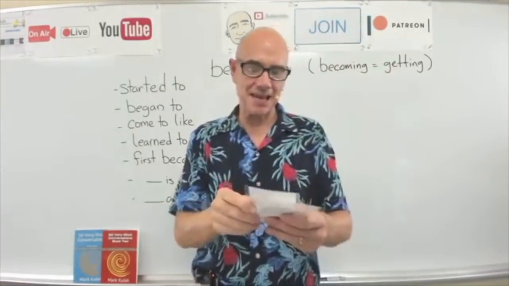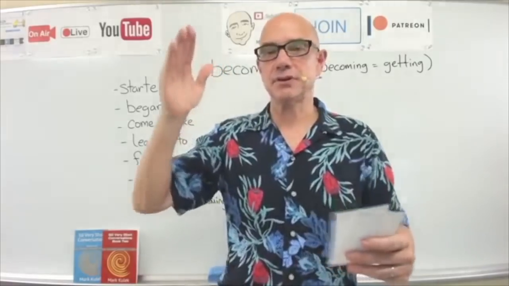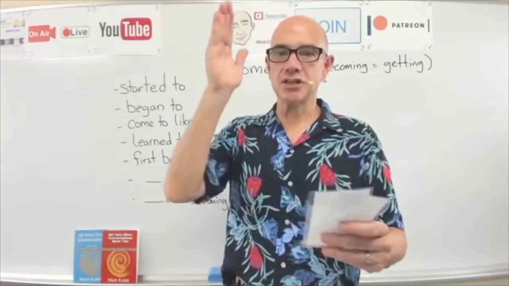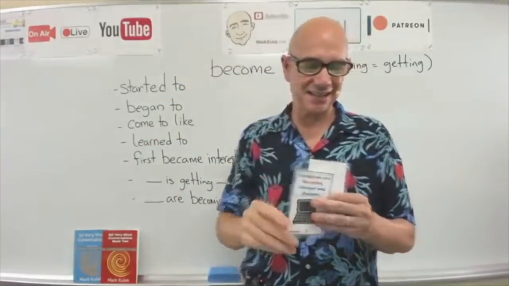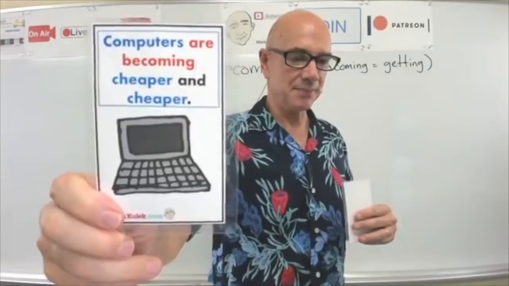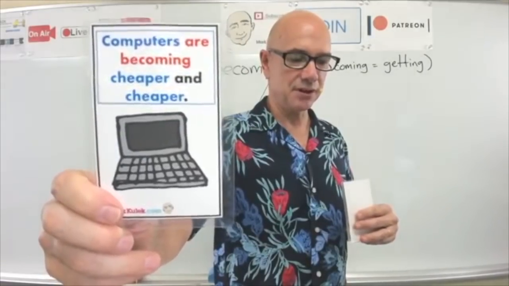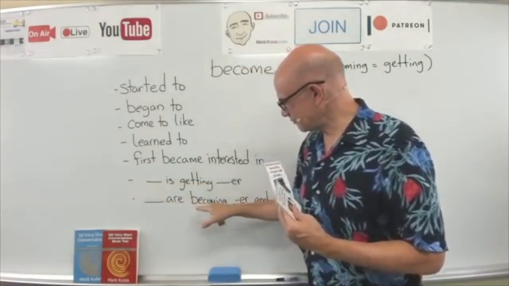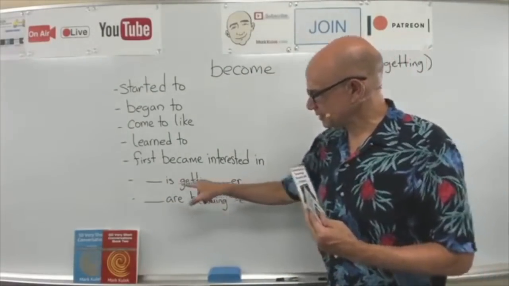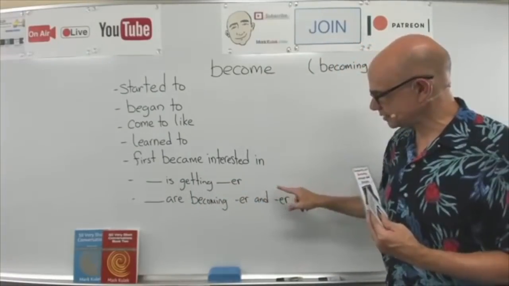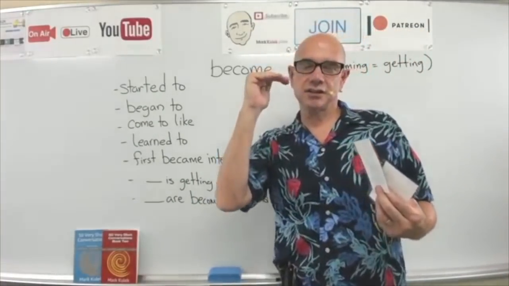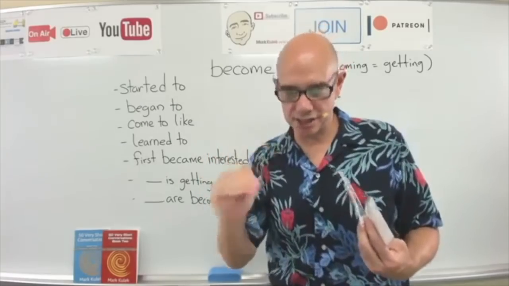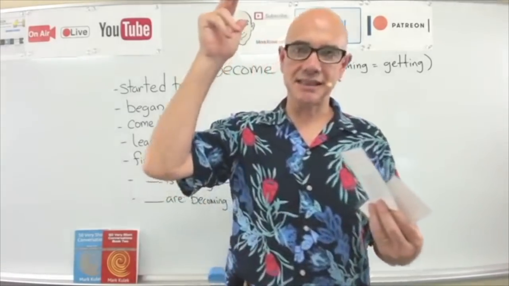Okay, here we go. Card number 7. Computers are becoming cheaper and cheaper. Okay, yes. Yes, they are. Computers are becoming cheaper and cheaper. Okay, so here we are. Computers are becoming cheaper and cheaper. So each year, the price of computers is coming down and down and down, becoming cheaper and cheaper and cheaper. Less money. The cost is less.